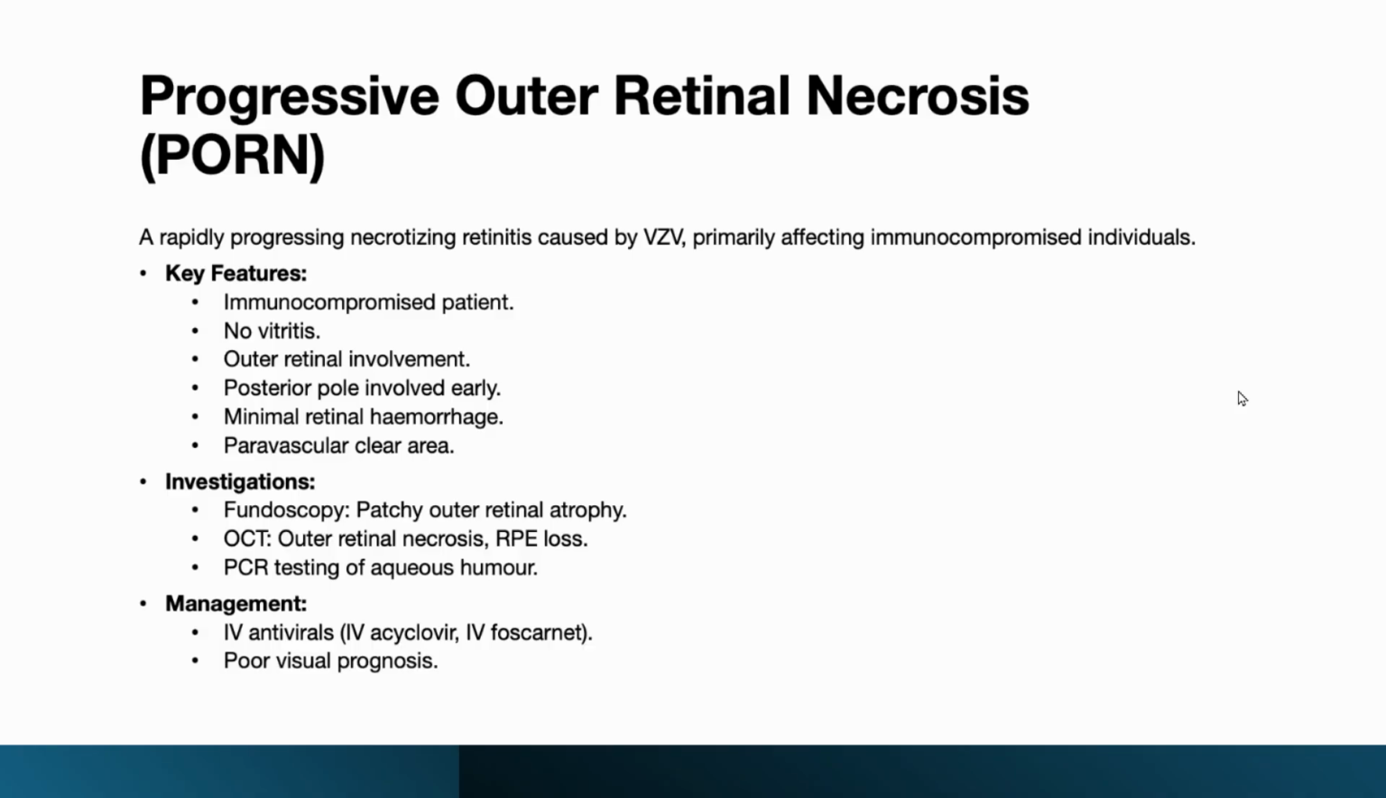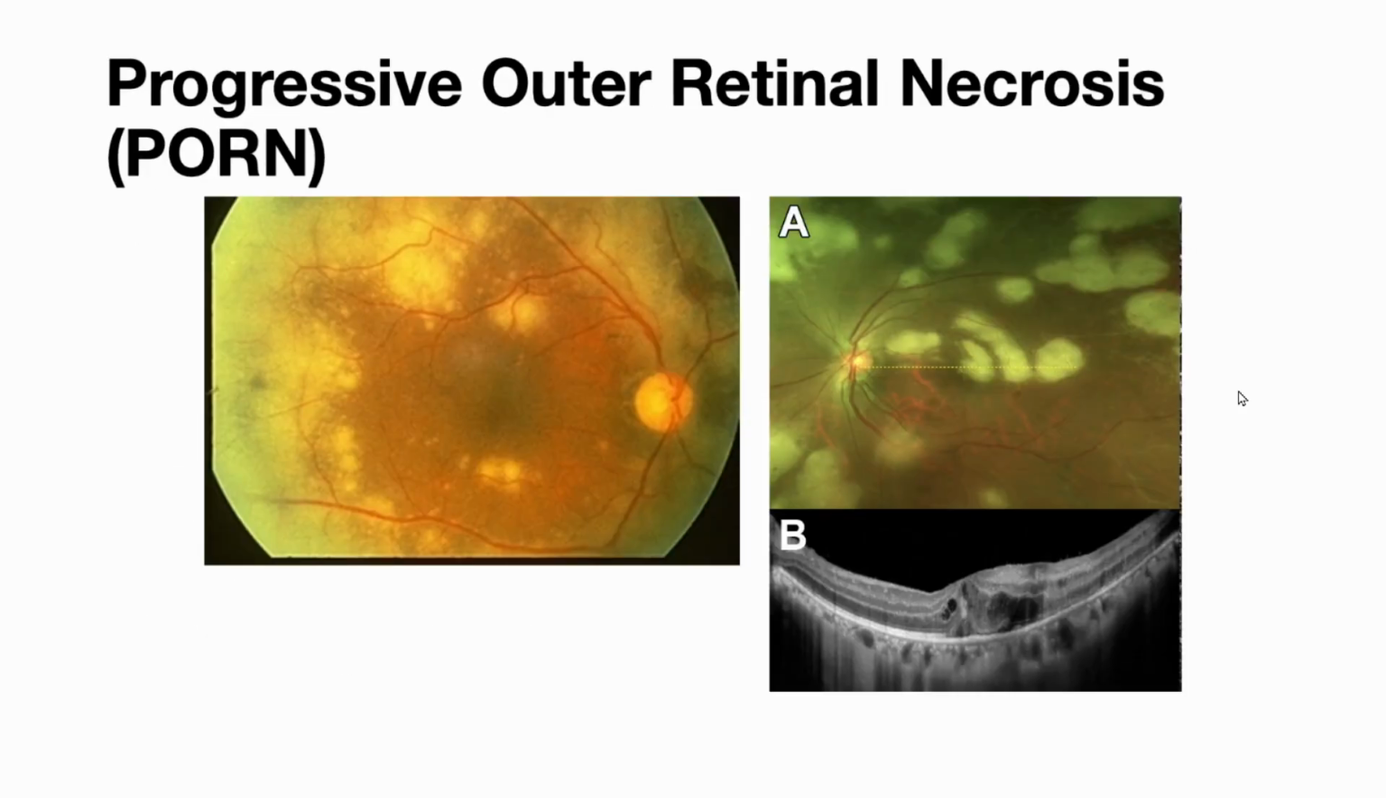Treatment involves urgent IV antiviral therapy. And unfortunately, despite treatment, PORN carries a poor visual prognosis. In these fundus images, we can see patchy outer retinal atrophy in the posterior pole. The OCT scan shows cystoid macular edema with outer retinal disorganization.